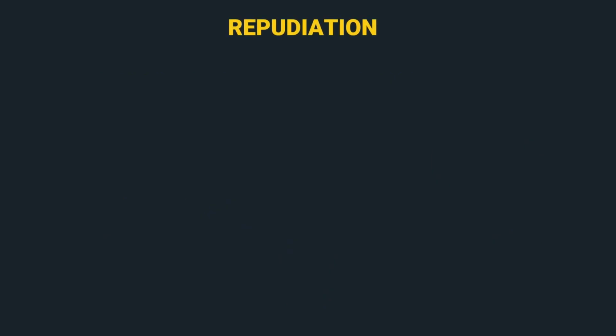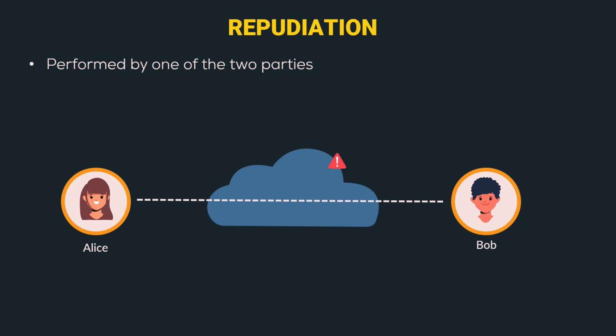Let's move to the next attack, which is repudiation. This is a different kind of attack. Here the attack is performed by one of the two parties. So we don't have Oscar here. We have two types in this. Let's start with the first, which is denial from the sender.